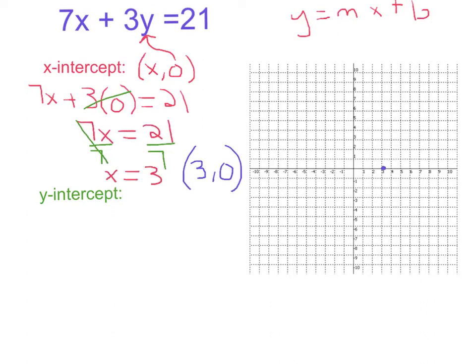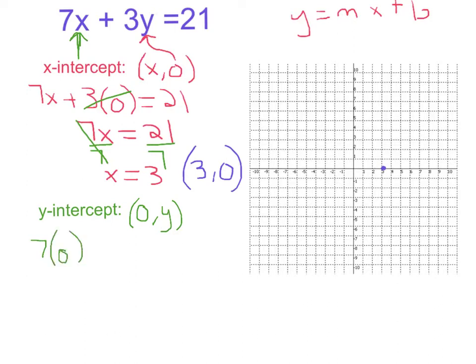Now we're going to do the same idea to try to find the y-intercept. So the y-intercept is always the point where x is 0, and then you have a value for y. So to solve that, we're going to plug in 0 for x and solve for y. So if you rewrite the equation, 7 times 0 plus 3y equals 21. And now we're going to solve for y. Well, 7 times 0, that cancels out. And we're left with 3y equals 21.